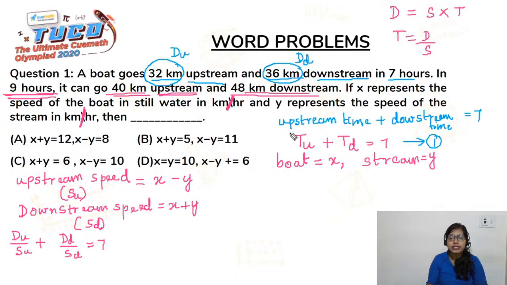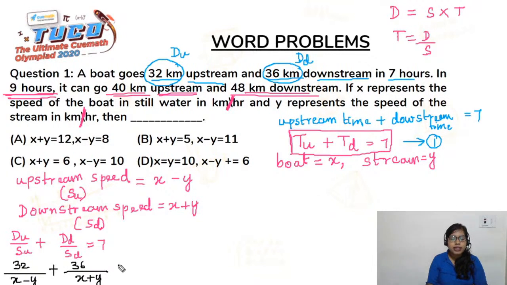And how did I get this? This is from equation 1. Because t was nothing but the upstream time, and we know that time is equal to distance over speed. So distance of upstream over speed of upstream. Now based on this, I'm going to make my equation. Upstream distance was 32 kilometers and upstream speed was x minus y, plus downstream distance was 36 kilometers and downstream speed was x plus y, and this totally is going to give me 7. Okay. So I hope everybody is clear with this.